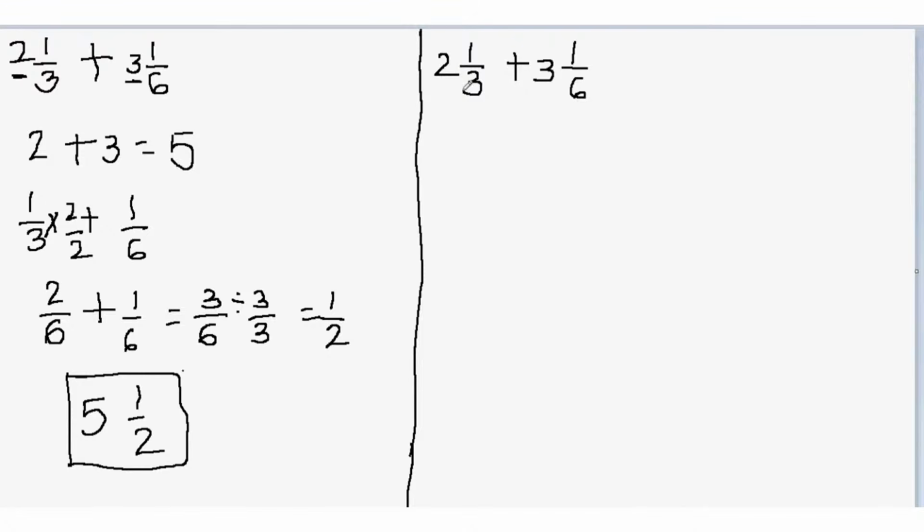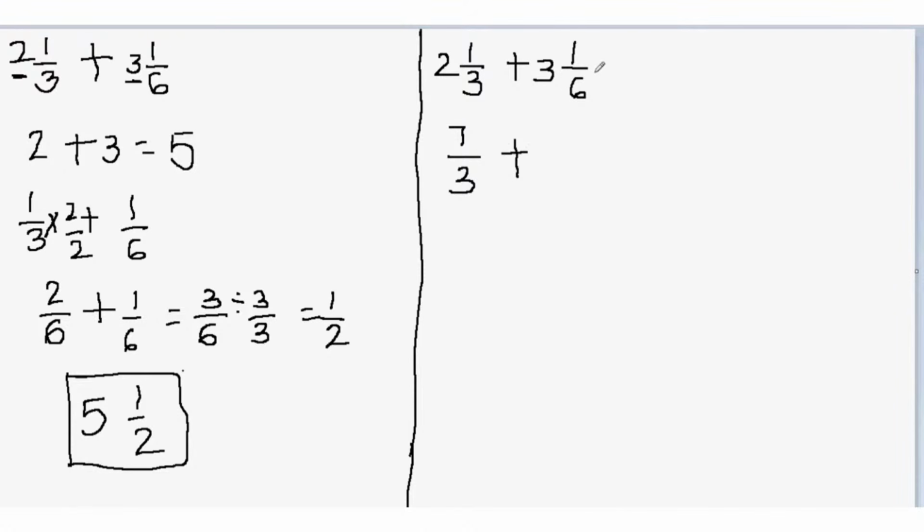So how to change this into a fraction first is you multiply the denominator with the whole part. So 3 times 2 will give you 6. And then you add your answer to the numerator. So 6 plus 1 will be 7. So I will get 7 for the numerator. And then the denominator still remains the same, which is 3. Now, I'll put the plus sign in between.